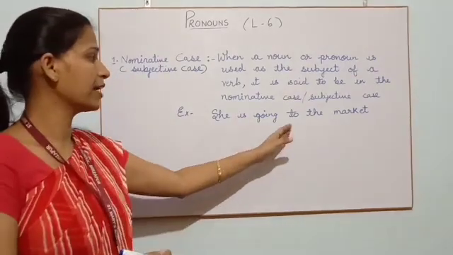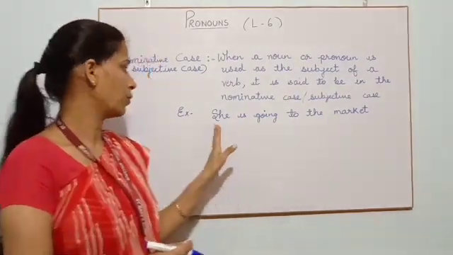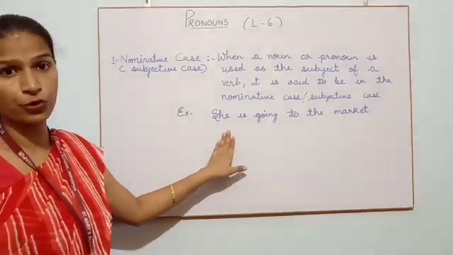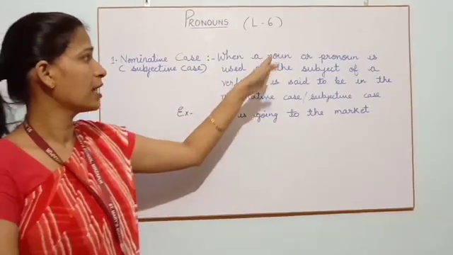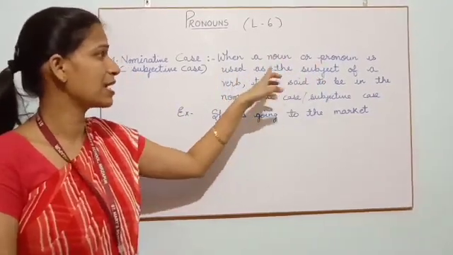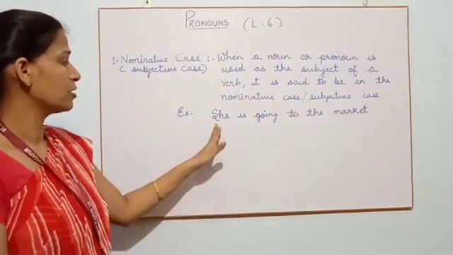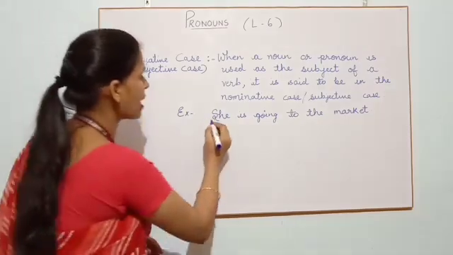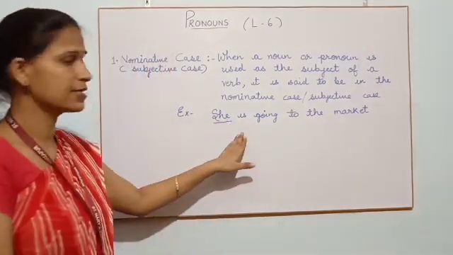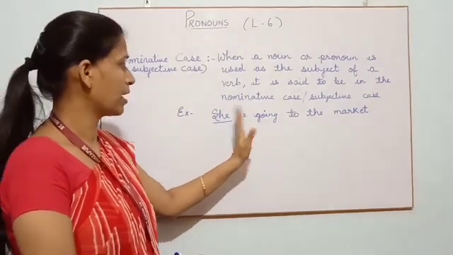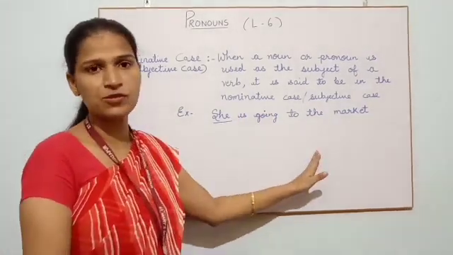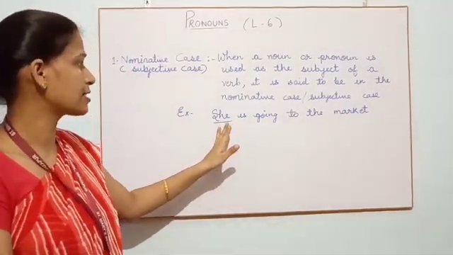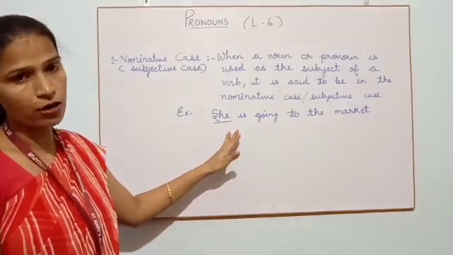She is going to the market. Now, you can see the word she. She is your pronoun. And the definition says that a noun or a pronoun, when used as the subject of the verb, is in the nominative case. Look here, she is your pronoun, and it is acting as a subject. I think you can make out where is the subject in the sentence and where is the predicate. So she is your subject.